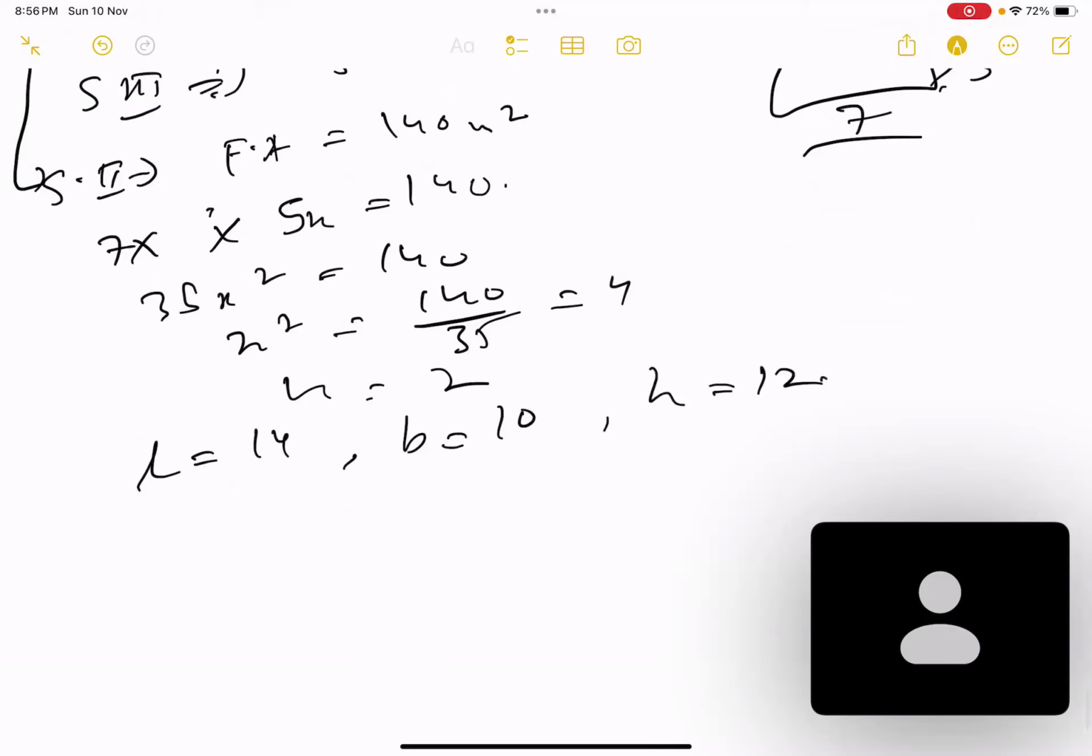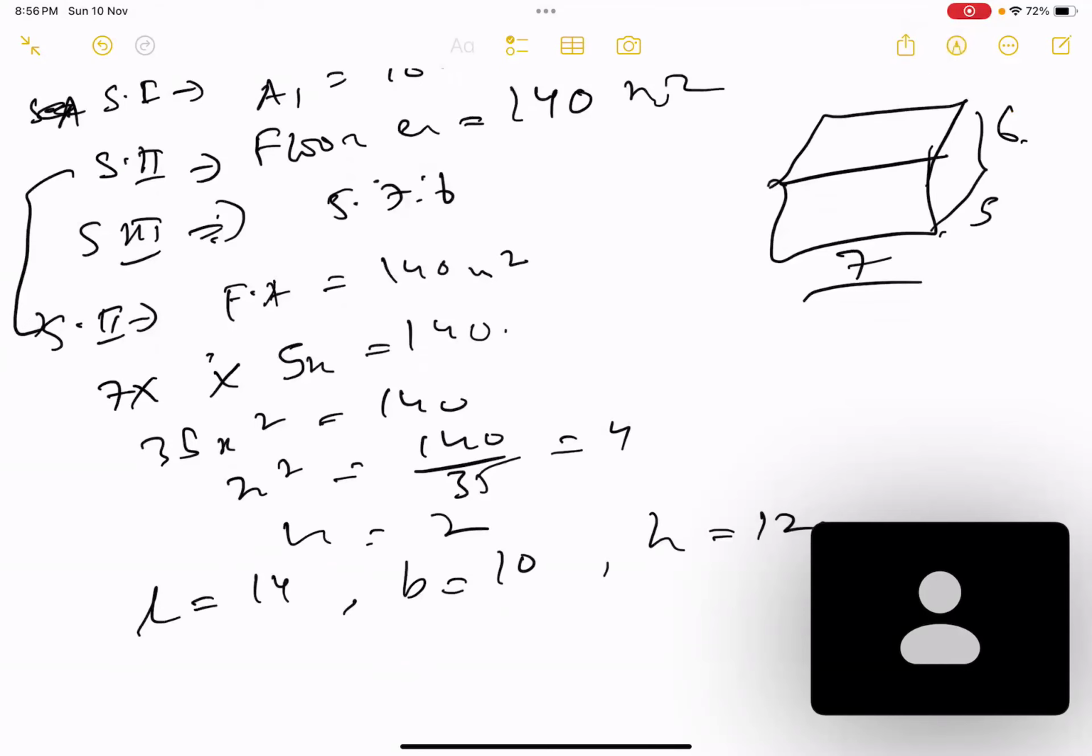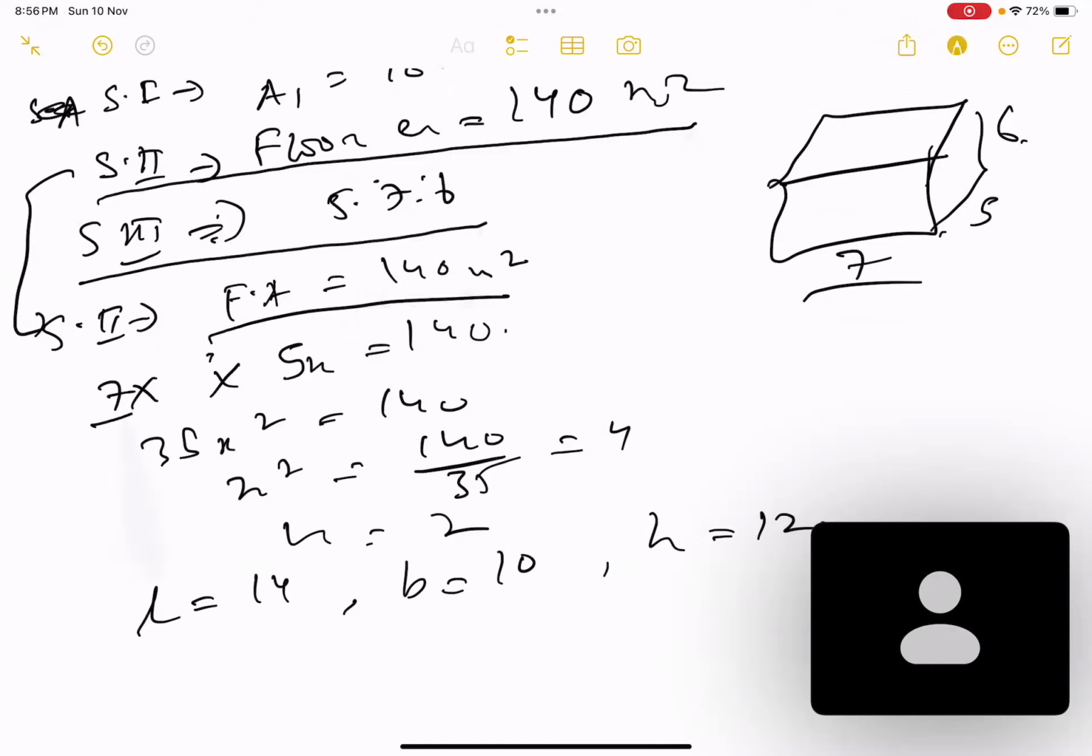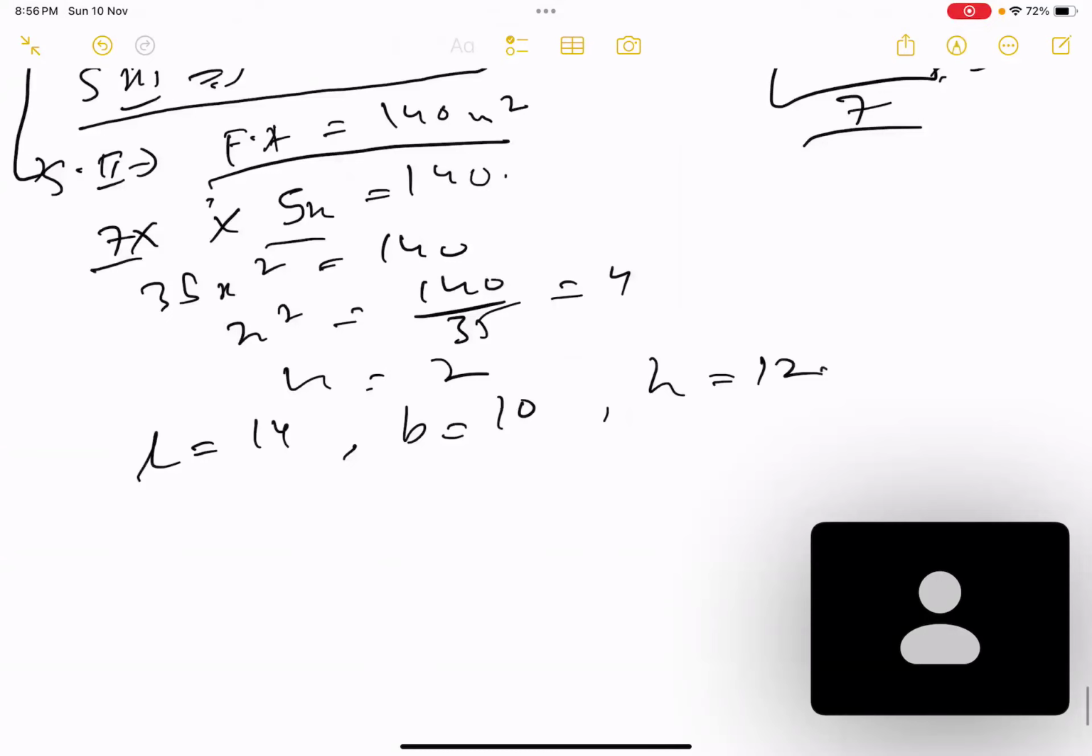So we see that we have used only two types of data, right? We have used the data of statement 2, which is the floor area, and we have used the data of statement 3, which gives us the size of the floor. So we see only statement 2 and statement 3 are required to solve this question. So the answer is C.